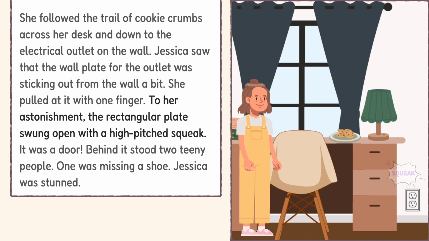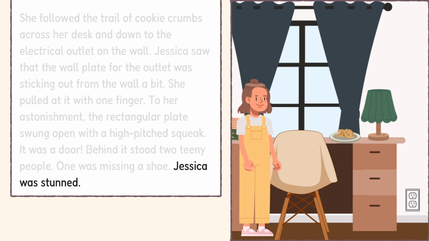Nice. Okay, let's try one more strategy. Showing the reader what's happening, instead of just telling them, is another great way to add imagery to our writing. Check out the last sentence of our story. Let's change this up to show that Jessica's stunned, instead of just telling readers that she's stunned. What's an action Jessica might do if she's stunned?